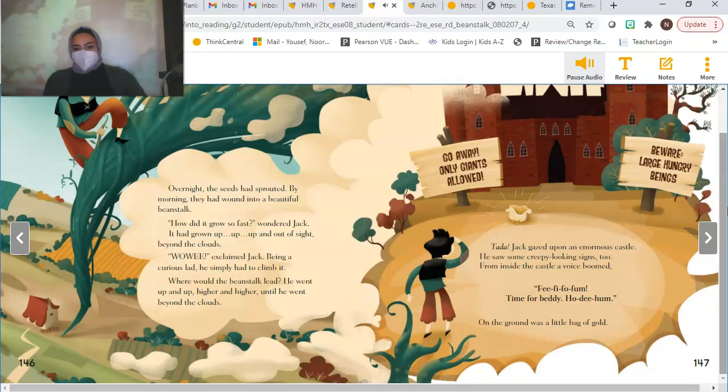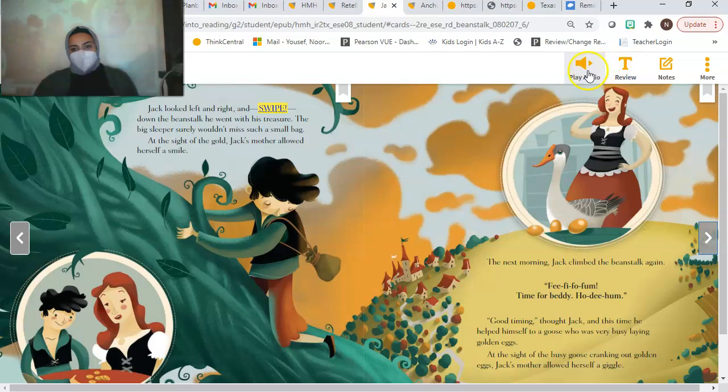What do the signs say? Go away. Only giants allowed. Beware, large hungry beings. So do you think he was supposed to go there? No. No, you think he will? Yes. Oh no, let's see what kind of trouble he's going to get into.